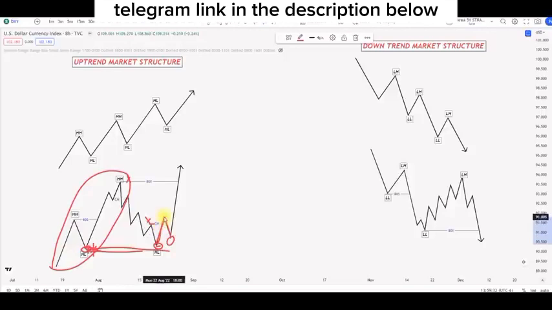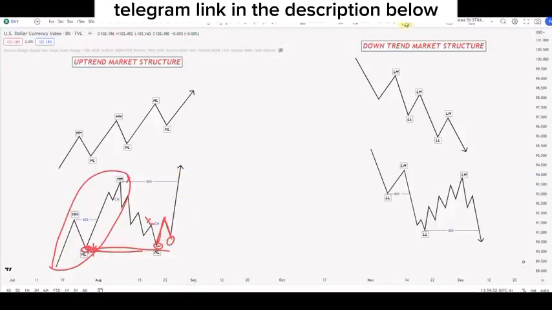Okay, so now you wait for the change of character on the 4-hour time frame. You wait for the pullback to give you that confirmation, and then once the price comes back to a demand zone, you basically initiate your trade and target the previous weekly higher highs.